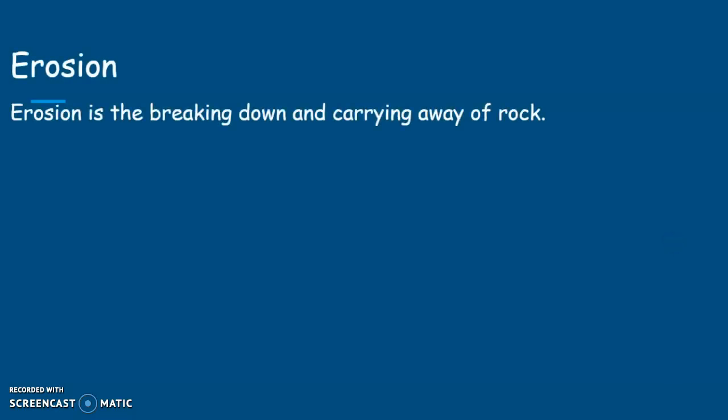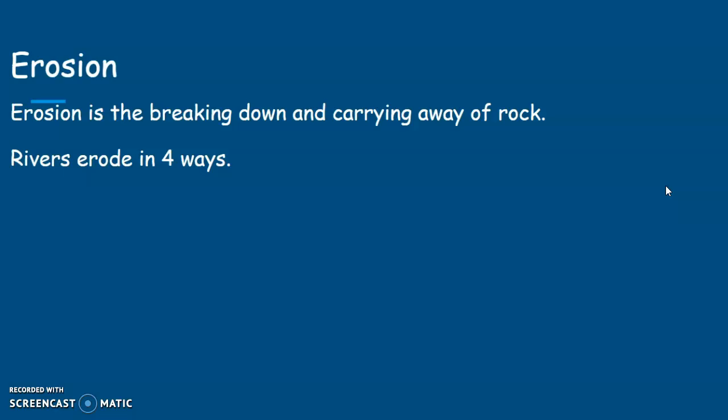So there are three processes that you need to be aware of. The first is erosion, the second is transportation, and the third process is deposition. So we're going to be going through each of those today. Erosion. So erosion is the breaking down and carrying away of rock. So we already looked at weathering, which was the breaking down of rock, and erosion is different because it also involves the carrying away or the transportation of the rock.